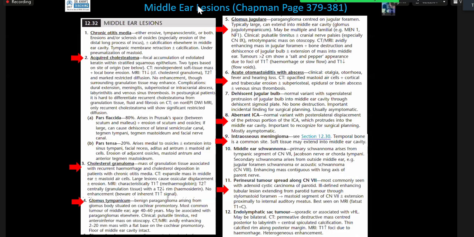etc. But these are the main things which we are going to cover. And it will be a good idea to go through all of these after this session. So, case one.